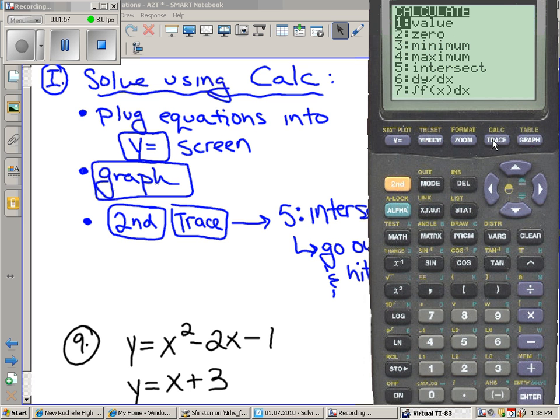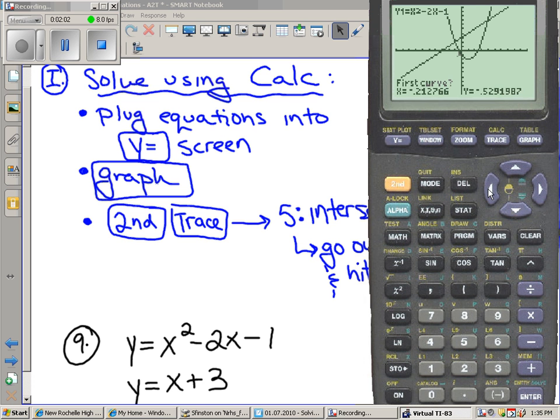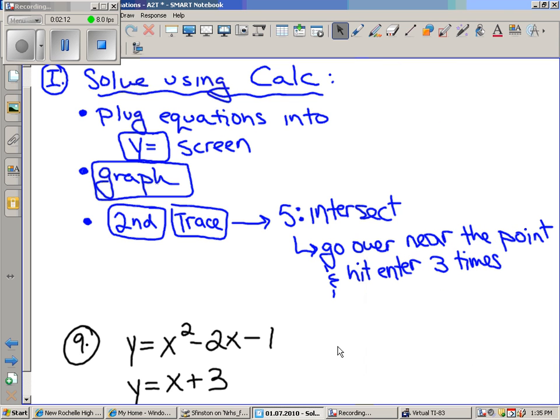You do second trace. You go down to intersect. And then you go over to the point that you want using the left and right buttons. And then you hit enter 3 times. So one of the answers to this problem is -1, 2.